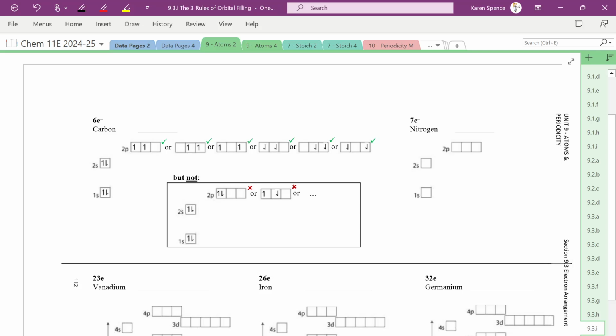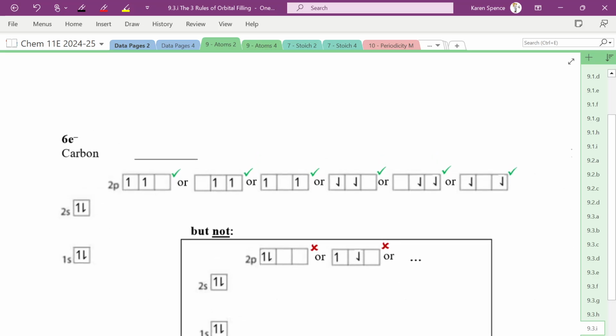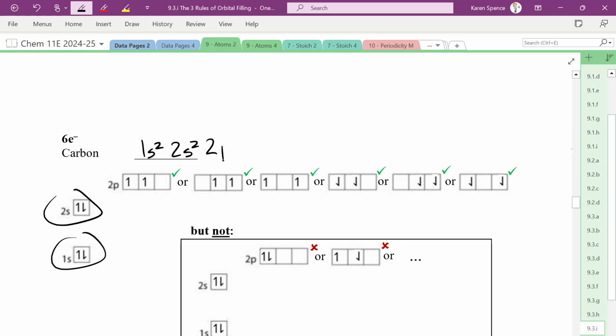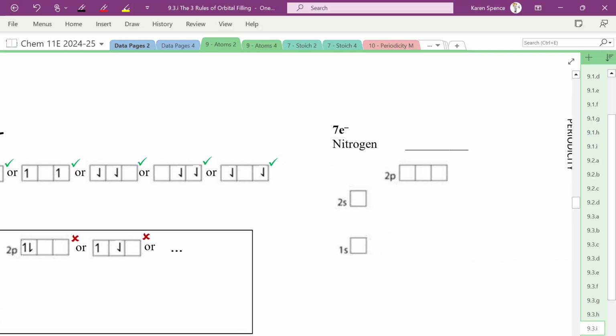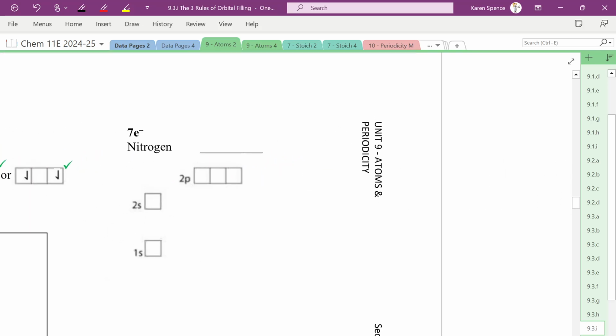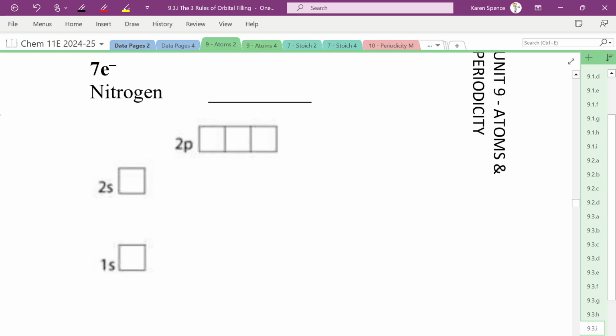So here's just a few little things here. We have carbon. If we write its electron configuration, it would be 1s2, 2s2, and then 2p2. And you can see it's okay as long as those electrons are separated from each other. The 2p electrons are separated, and all the spins are the same. Nitrogen has 7 electrons. Please fill them in and write the electron configuration.